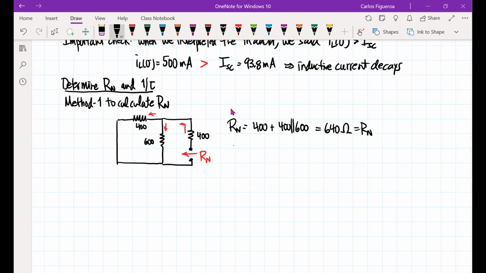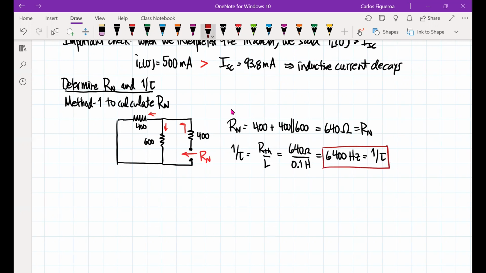So now if I look at my time constant, then 1 over tau reads Rth over L, which will then be 640 ohms divided by 0.1 henries, and that gives me 6,400 hertz for my 1 over tau value. So now I got the two values that I need the most to complete my solution here. So here we go.